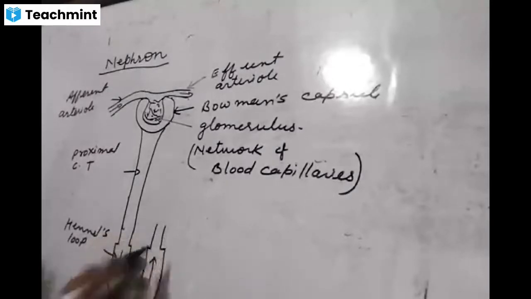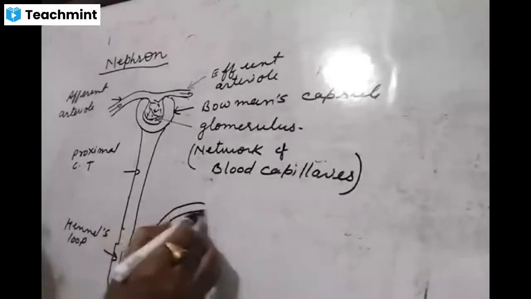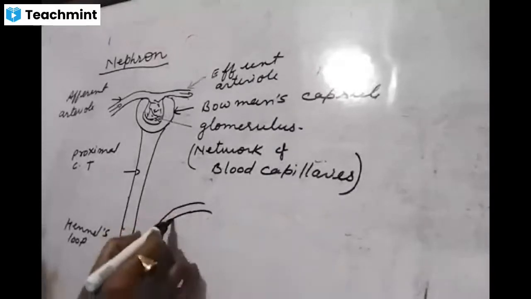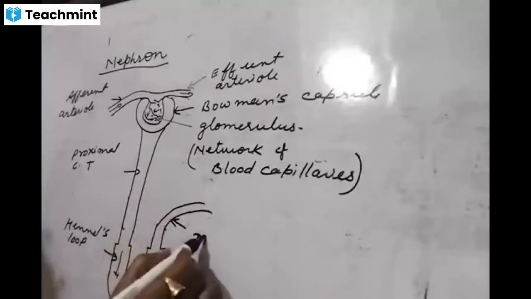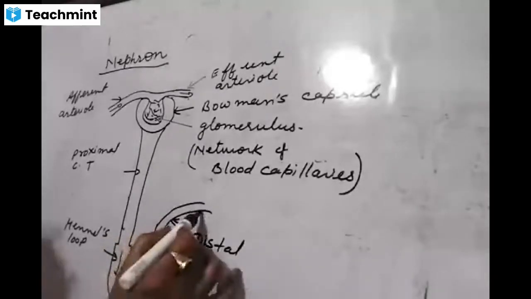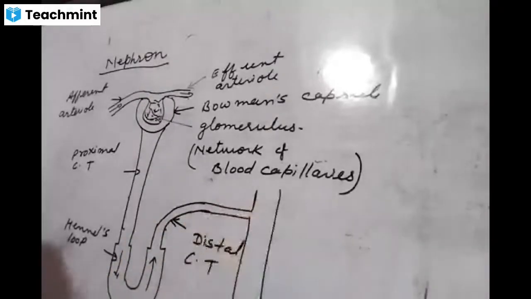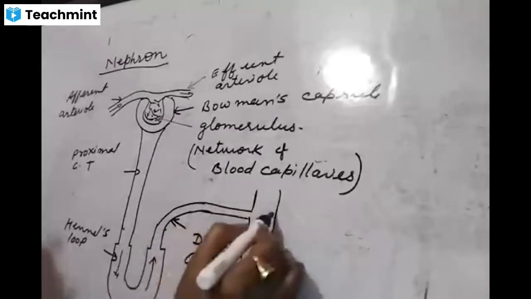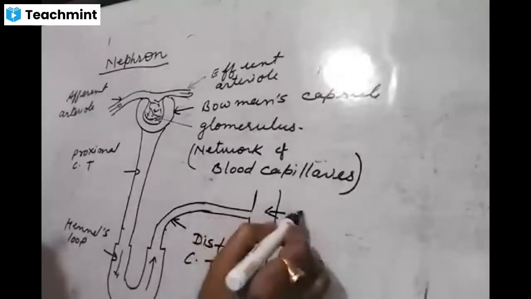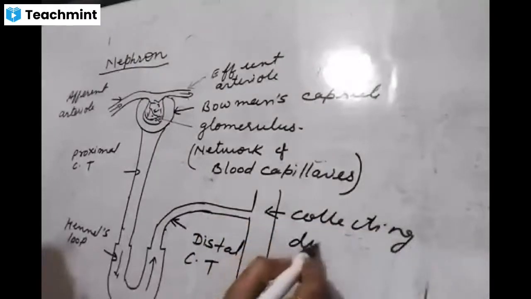And after this loop, the tubular part is again called what? The distal convoluted tubule. This is the distal convoluted tubule. And this distal convoluted tubule opens into one big duct that is called the collecting duct. So what is this? The collecting duct.